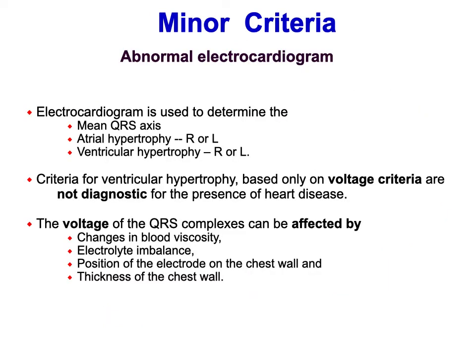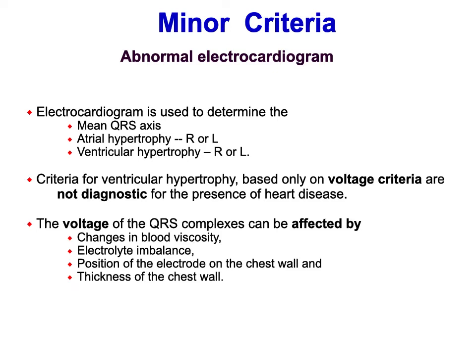In the minor criteria group, you need to know about them as well as why they are minor. That is also important, because ECG is used in children to determine mean QRS axis, atrial hypertrophy, right or left, or ventricular hypertrophy, right or left. Then the criteria of ventricular hypertrophy is based on voltage criteria, and it is not diagnostic for the presence of heart disease. Voltage for QRS complexes can be affected by many factors. That is an important issue, because changes in blood viscosity will lead to change in voltage criteria. Electrolyte imbalance, very important issue, you can easily understand.